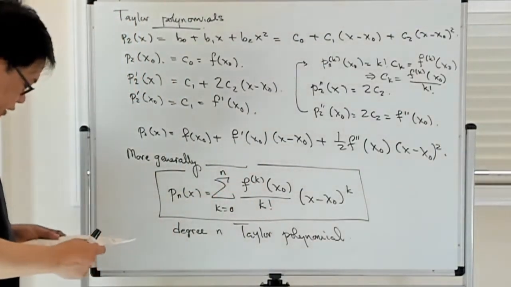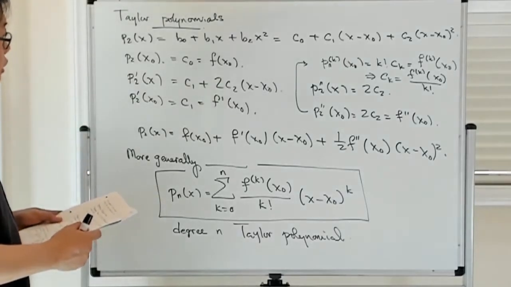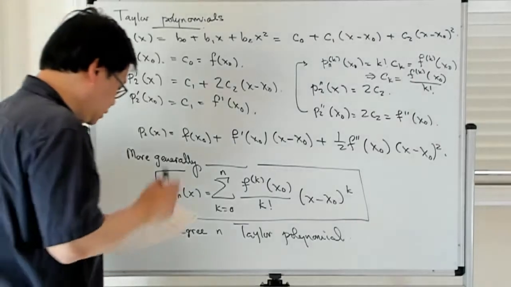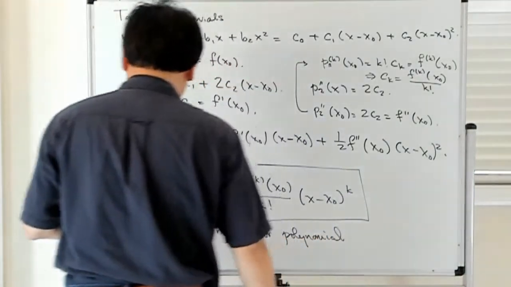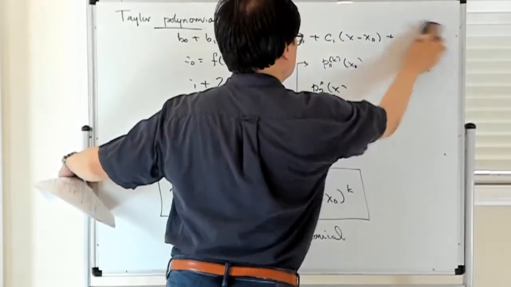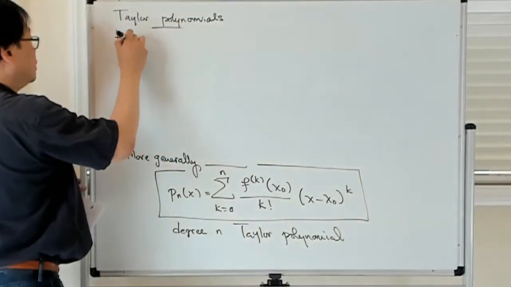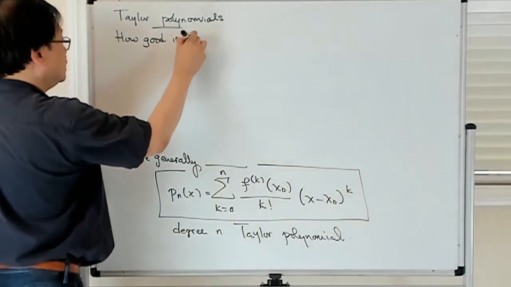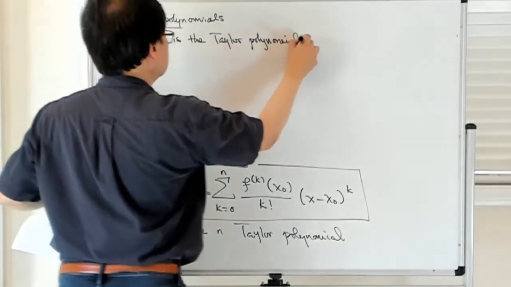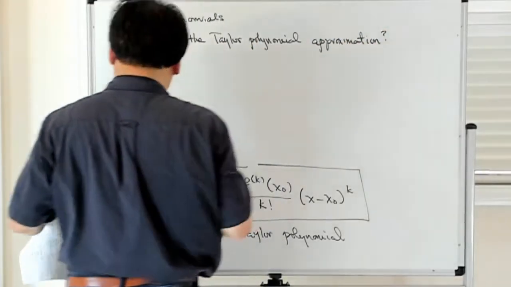Anyway, so that's the usual derivation of the Taylor polynomial. So the question is, how good is this approximation? We already talked about how to generalize it. So let's look at how good the Taylor polynomial approximation is.